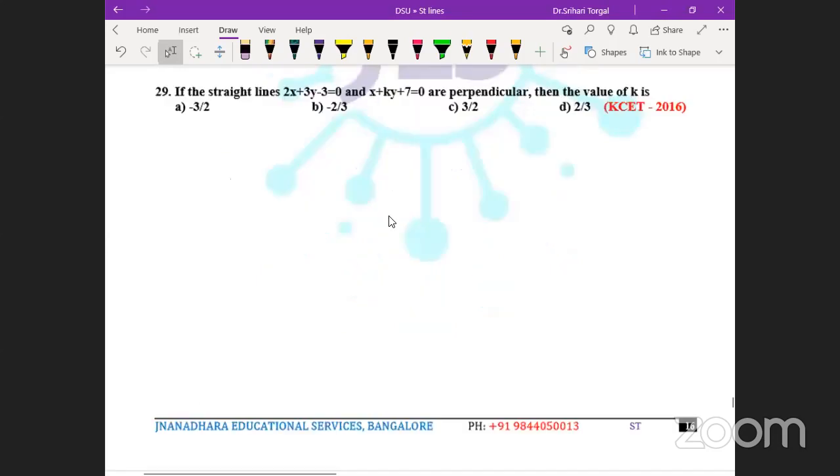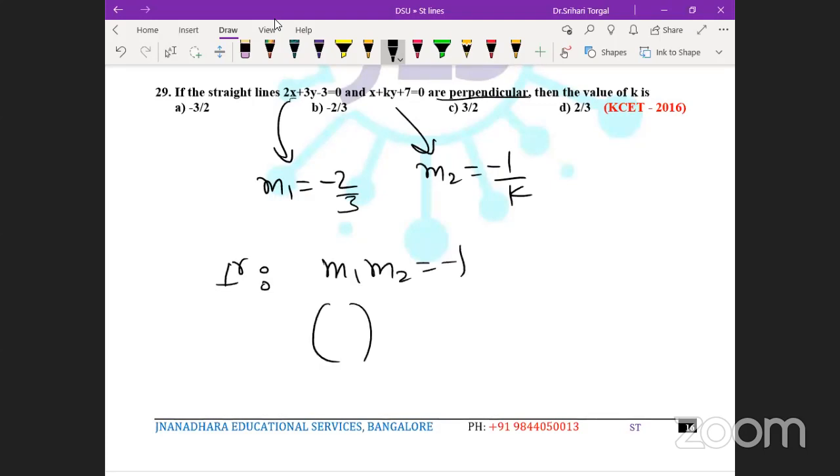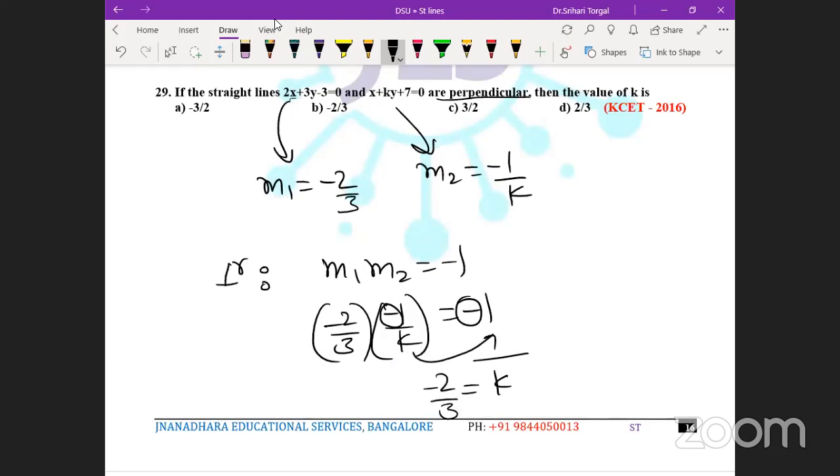What is the slope of the first line, m1? Minus 2 by 3. What is the slope of the second line, m2? Minus 1 by k. They have said the two lines are perpendicular. What is the condition for perpendicular lines? m1 into m2 equal to -1. Minus 2 by 3 into minus 1 by k is equal to -1. Shift k to the other side, and minus 2 by 3 is the answer. If you apply this formula, you will get the answer.